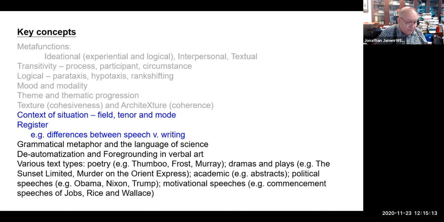Likewise, the mode of discourse will also be significant. Is it speaking? Is it spontaneous speaking? Is it something that is planned? Is it scripted? Written discourse and spoken discourse are different. How are they different?